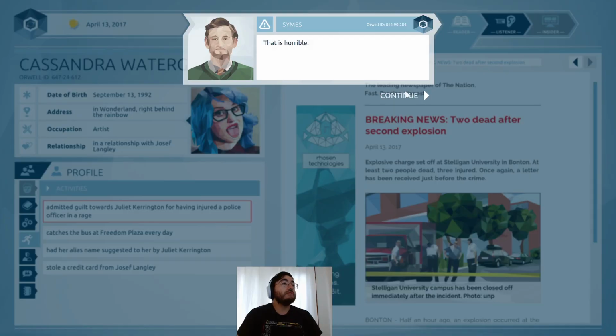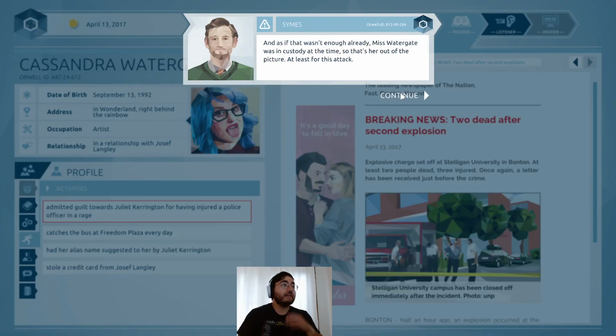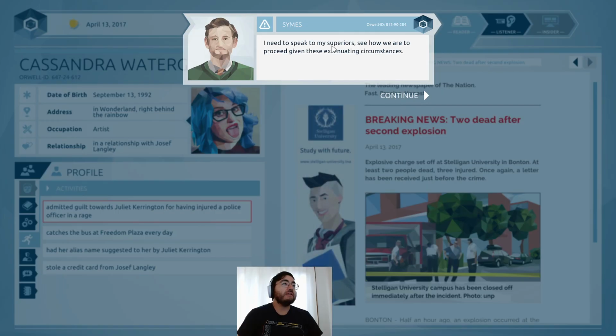That is horrible. 2 dead, similar approach, same letter found, so these assaults are connected. And if that wasn't enough already, Miss Watergate was in custody at the time, so that's her out of the picture, at least for this attack. Ugh, this complicates matters massively. So much for our simple test case. I need to speak to my superiors.